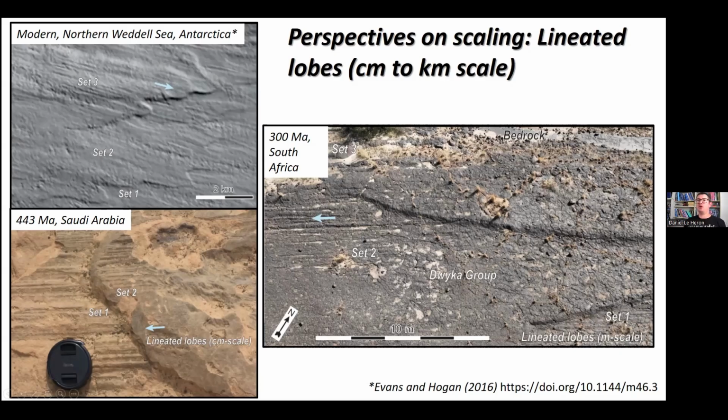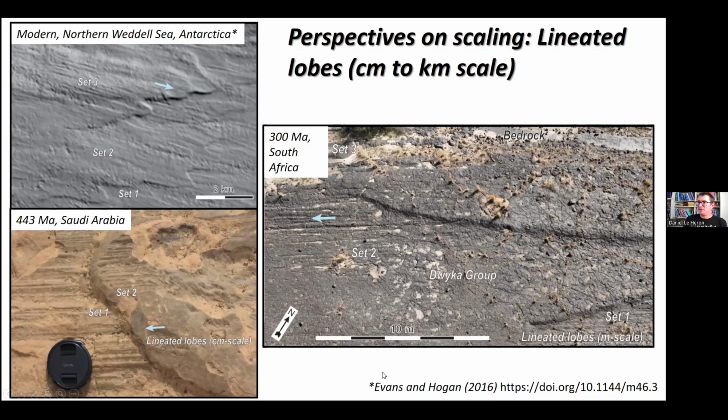At this scale, we talk about grounding zone wedges. So where the ice is grounding on the seafloor, you may get a little bit of floating, sediment gets deposited, and then it grounds down again. And over time, you get this accumulation of stratigraphies. Set 1 at the bottom, set 2 in the middle, set 3 at the top. And I would argue that this process is repeated down to the centimeter scale that we can see here in Saudi Arabia going back 443 million years. We can see lineated lobes again in sandstone, set 1 overlain by set 2.